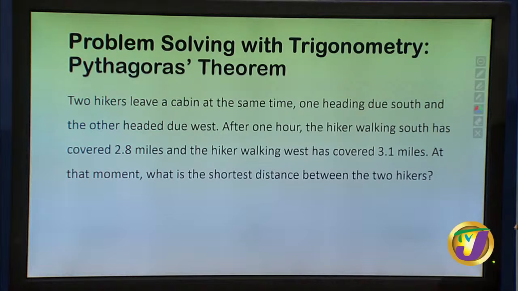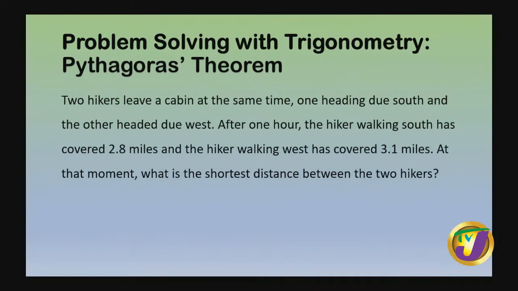So here we have a problem. Two hikers leave a cabin at the same time, one heading due south and the other headed due west. After 1 hour, the hiker walking south has covered 2.8 miles, and the hiker walking west has covered 3.1 miles. At that moment, what is the shortest distance between the two hikers? Nikisha, give me the key details that we need to work this one out.